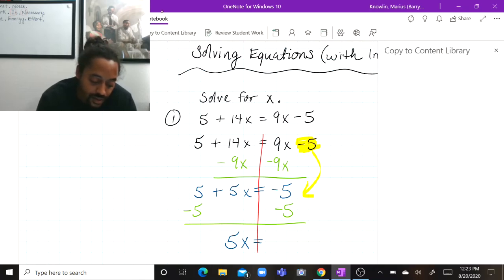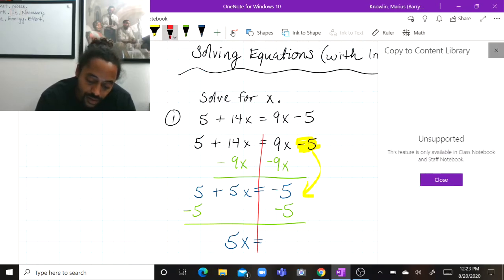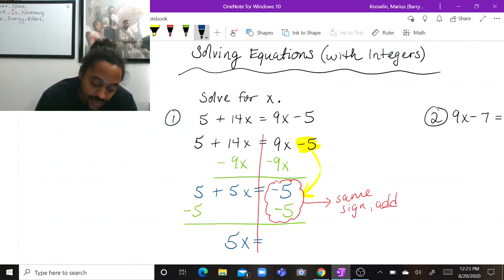Okay, let me go back to my pen. These two here are the same sign, these two right here, right? The negative 5's, same sign, so we add. And what does that become? Negative 10.